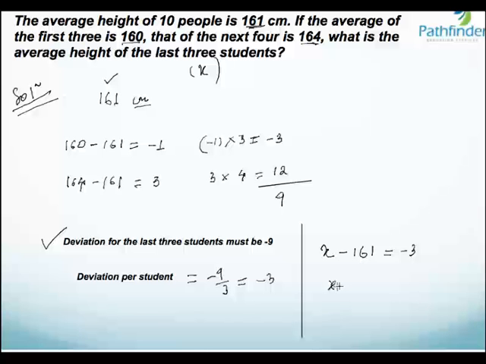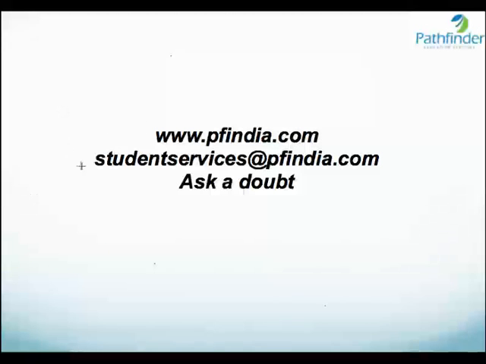So what is the average height of the last 3 students? Minus 161 will become positive 161, minus 3 will give us 158 as the answer. So you saw we were able to reduce big calculations into very small calculations by the deviation method. Deviation method is very effective where you feel that calculations are very high. So with this we have come to an end of this particular session on deviation method.